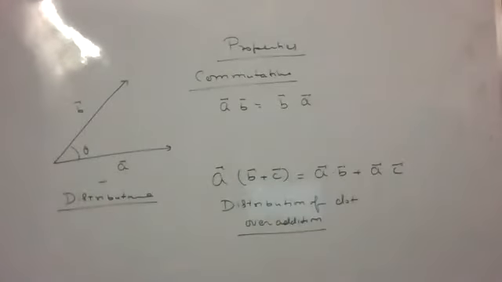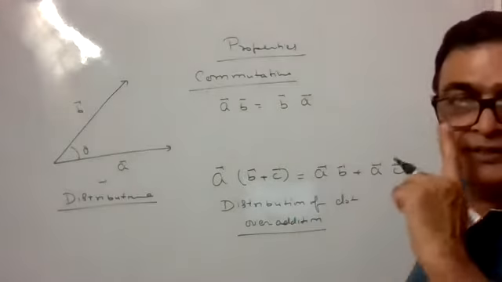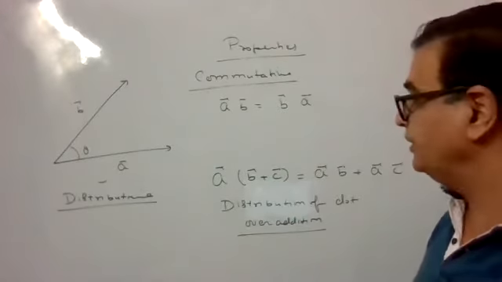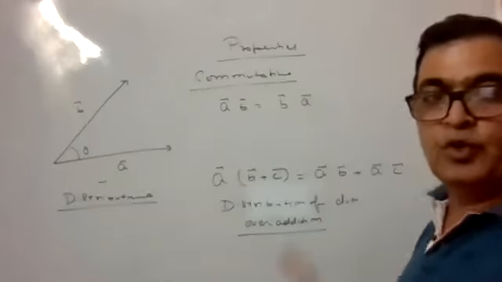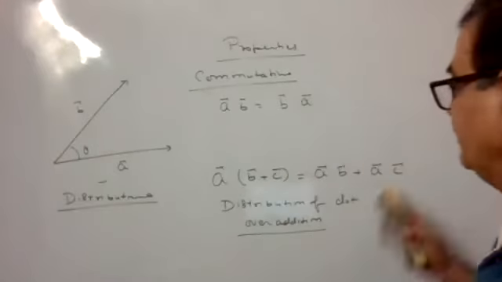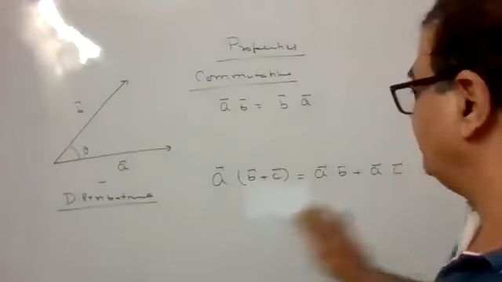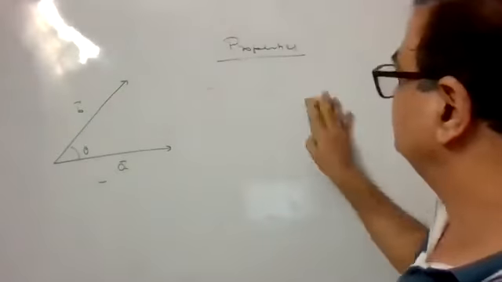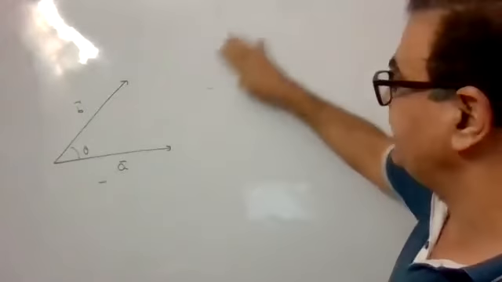Now coming to property number 4. First property is the commutative one. Second, I told you associative does not hold. Then I told you distributive holds, that is distribution of dot over addition. This is the property we are having. Then after that, the next property you should remember, a very important one. What this property says, just note here.